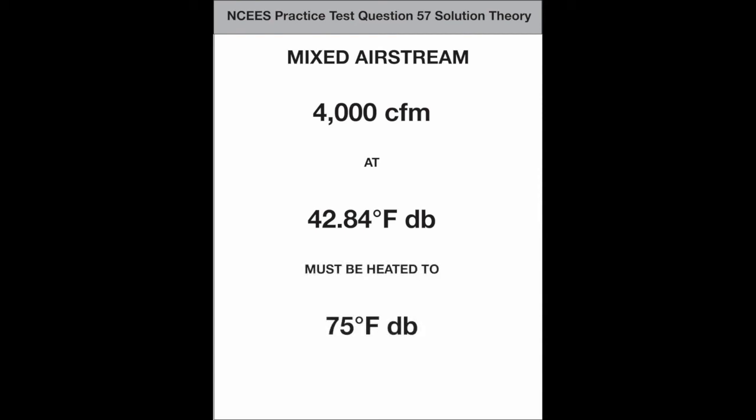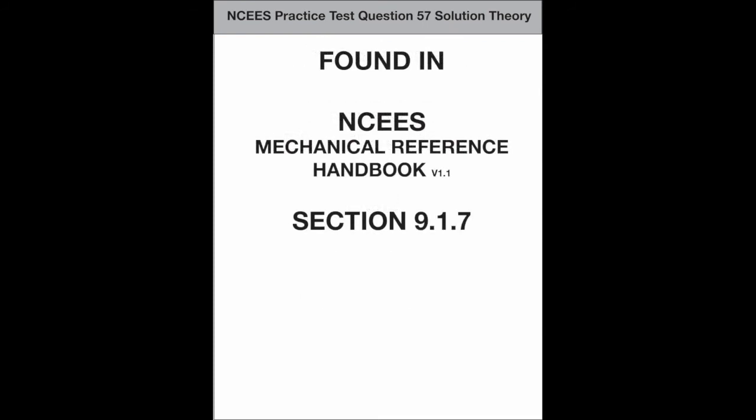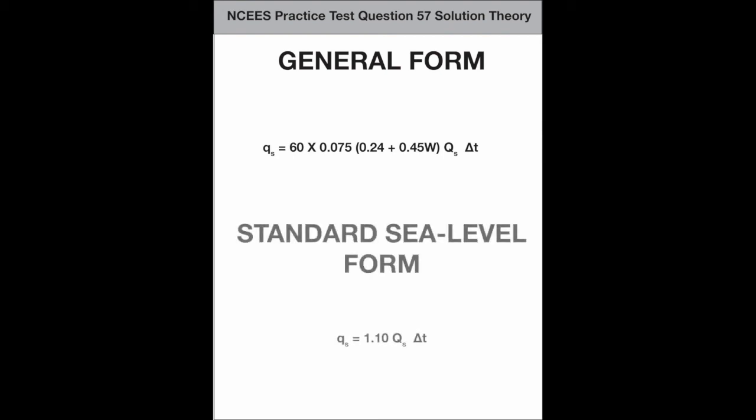This must be heated up to 75 degrees. Because the temperatures are dry bulb, use the sensible heat equation to determine the BTU per hour needed to do the job. This is found in the NCEES Mechanical Reference Handbook, Section 9.1.7. It's shown in this general form. For standard air at sea level, it can be simplified to this.